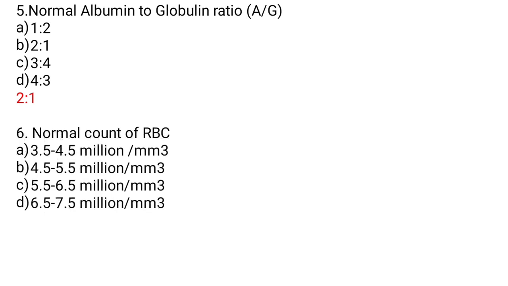Coming to sixth one, normal count of RBC 3.5 to 4.5, 4.5 to 5.5, 5.5 to 6.5 and 6.5 to 7.5 million per cubic millimeter, and the answer is 4.5 to 5.5 million per cubic millimeter. So I have a previous video of normal values, so you can see all the normal values of blood in that video. Lifespan of RBC, it is a repeated question every time. 110 days, 120 days, 130 days or 140 days, and the answer is 120 days.